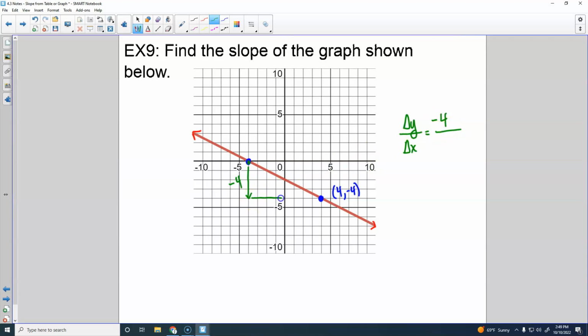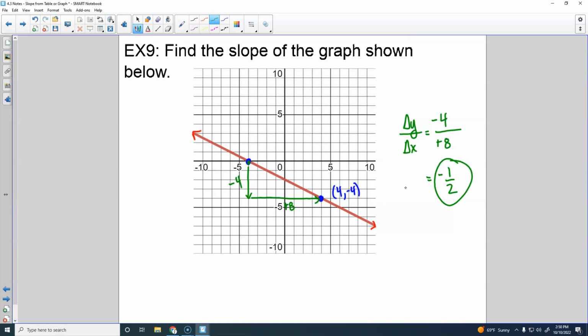Now we got to do our change in X. So now I need to go to the right. How far have I got to go there? 8. So I'll have right 8. If I do -4 divided by 8, what will I get, Eddie? So you really just have to reduce this, right? So if we reduce it, what will we get, Eddie? What can you divide both of those by? 1/2. Yes, 1/2. So we get negative 1/2. And that'll be our slope.